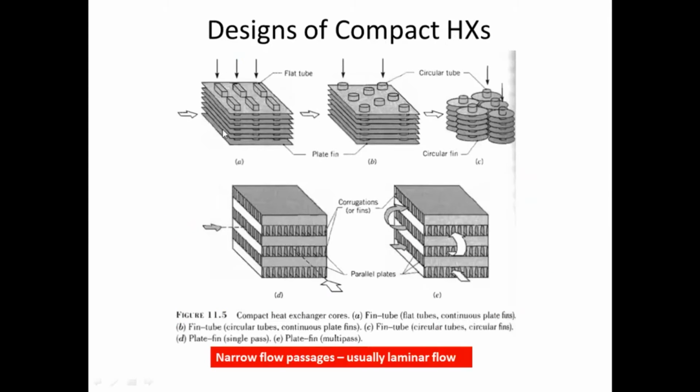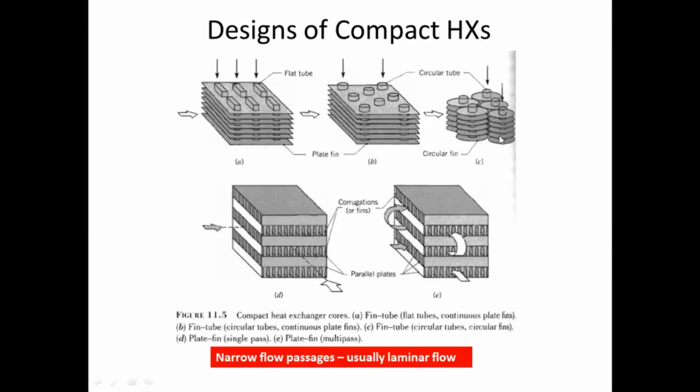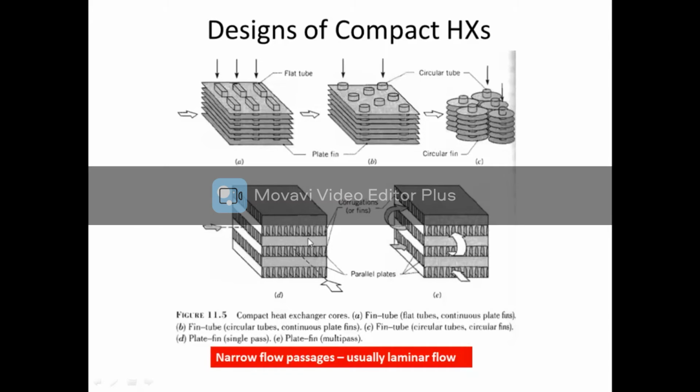These are some common designs of compact heat exchangers. As we can see, they employ different types of fins here. In the first case, it uses plate fins with rectangular flow passages. This again is with plate fins and circular tubes. Here also you have tubes, but the fins are of the circular or annular type. These are corrugated fins. This is a single pass heat exchanger and this is a multi-pass heat exchanger.